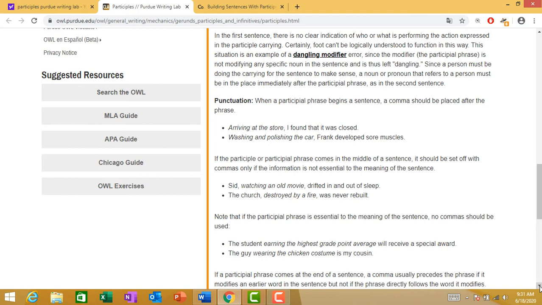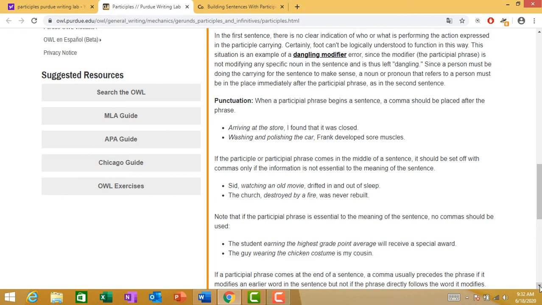But now let's look at the importance of punctuation. When a participial phrase begins a sentence, a comma should be placed after the phrase. Arriving at the store, I found that it was closed. Because if you don't have this comma here, then it's not going to be all right. You will not have what you wanted to do. Washing and polishing the car, Frank developed sore muscles.